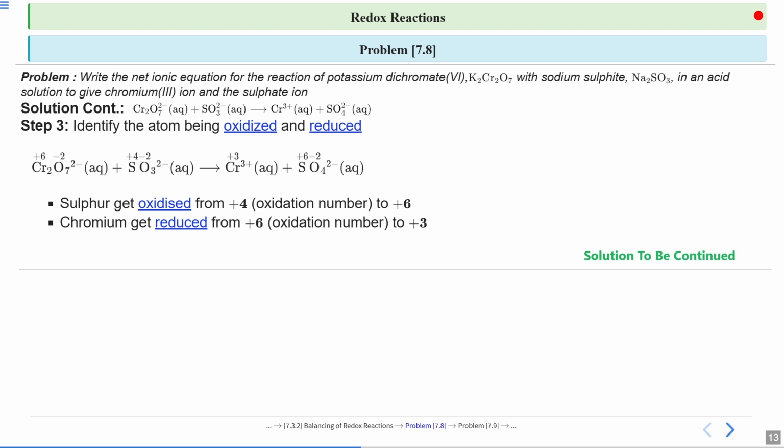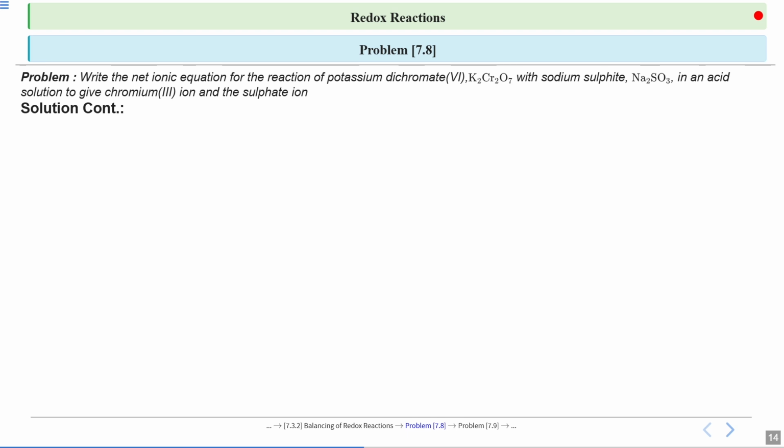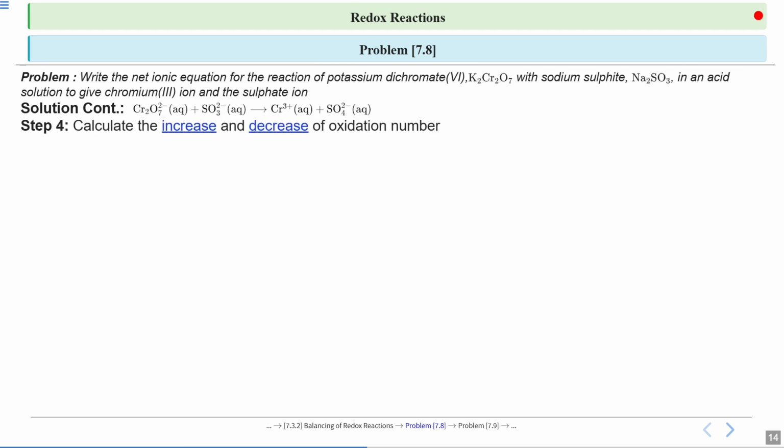Now, after identifying the oxidizing and reducing atoms, in the next step, that is step 4, you will calculate the increase and decrease of oxidation number, that is, how much the oxidation number has increased and decreased on going from reactant to product.